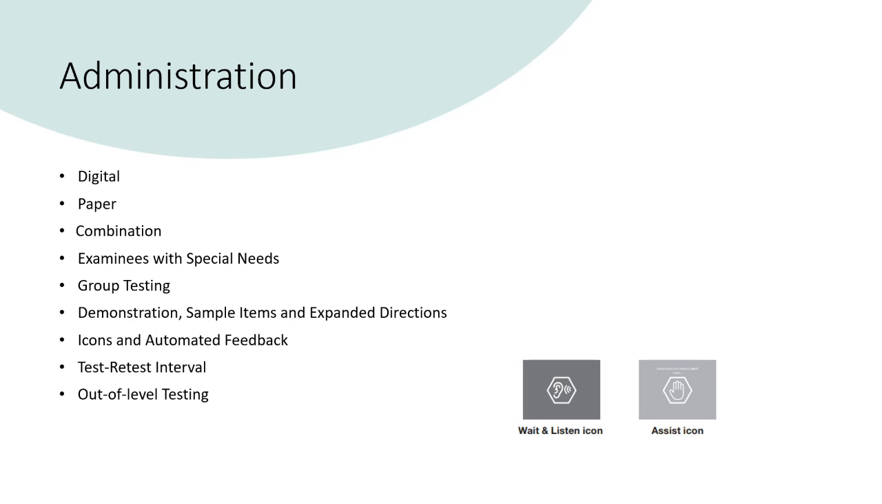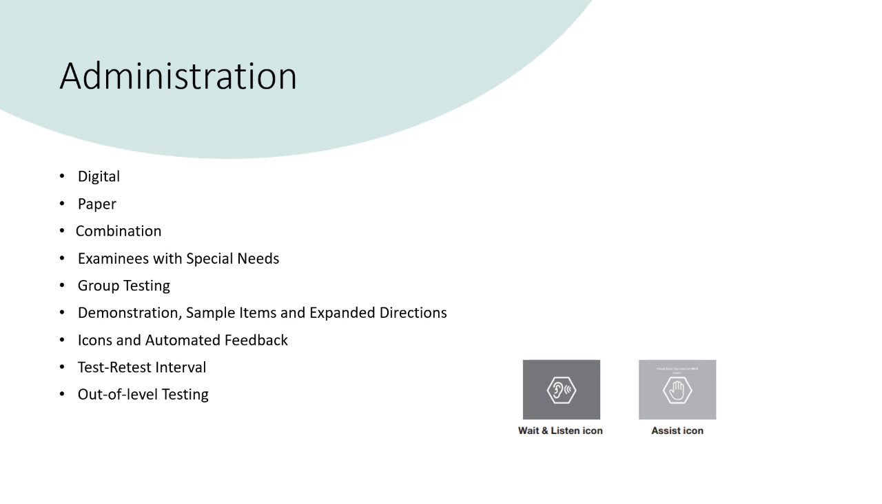When looking at group testing, older children and adults may be tested in groups of any size. It is recommended that an examiner be present for every 10 to 15 examinees. For some very young children, they may need to be tested individually or perhaps in smaller groups of fewer than four children to ensure valid results.